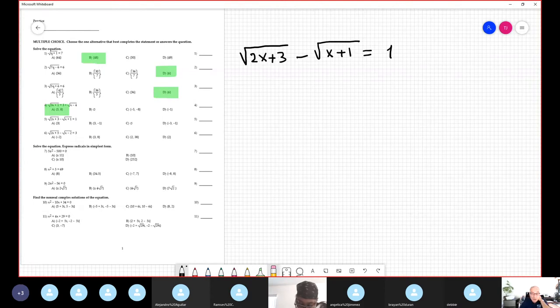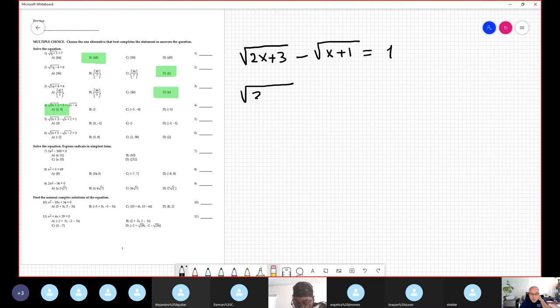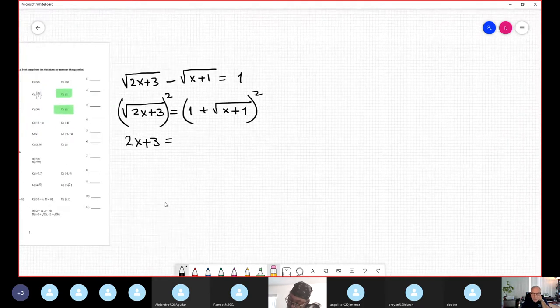Well, you isolate one radical. For example, I make a decision to isolate this. I move this guy to the right hand side. So I put 1 plus radical x plus 1. Now I square both sides. Now we have 2x plus 3 without radical. And you foil again. Let's do it in the classical foil.